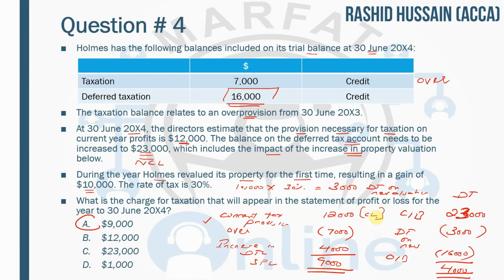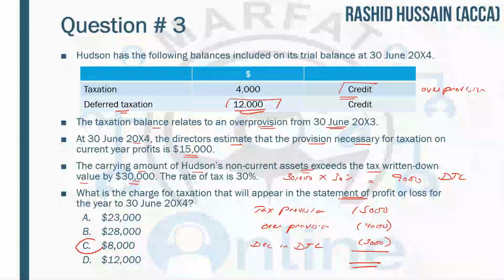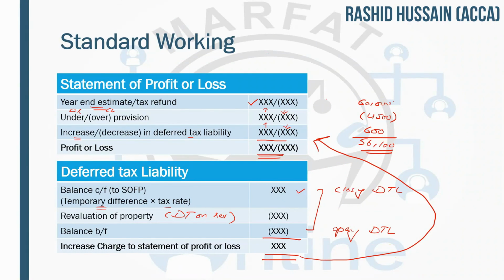So you need to remember the extracts. Even in the previous example, what we did, we took the tax provision, which was the current liability. Over provision will decrease the current year tax charge, and then we compare the opening deferred tax with the closing, and there was a decrease. So decrease represents the credit thing, so we have deducted it. The net amount of 8,000 goes to the statement of profit and loss. So make sure you are just learning this format, and the rest of IAS 12 is going to be a piece of cake for you. So hopefully you have understood the complete standard.